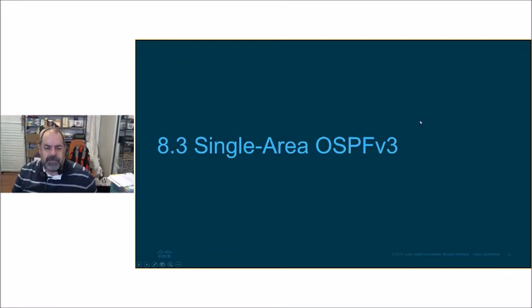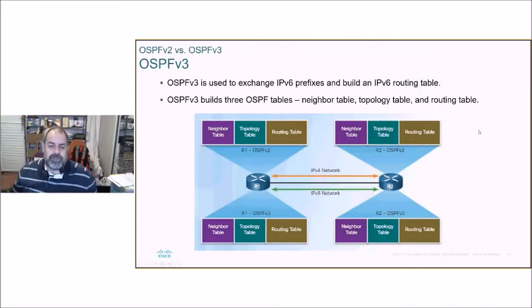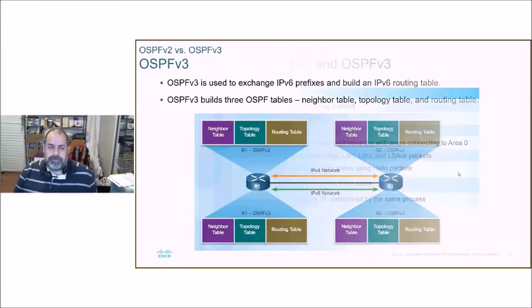Okay, so single area OSPF version 3. Version 3, of course, is used for IPv6. When it comes to what information it does, it's damn near identical. It's just that the addressing is for IPv6 as opposed to IPv4.